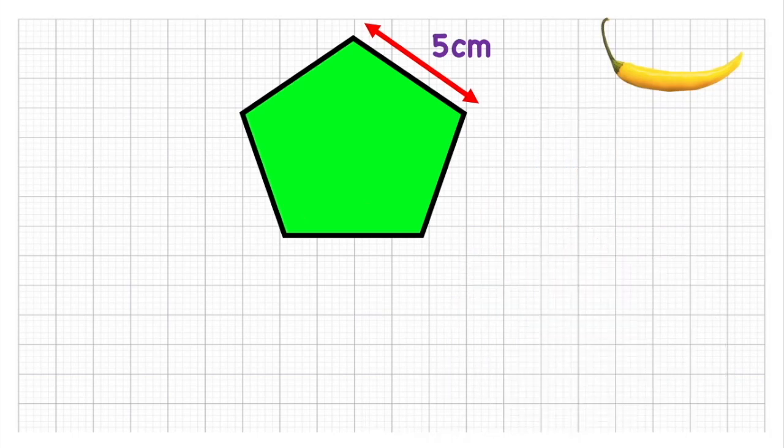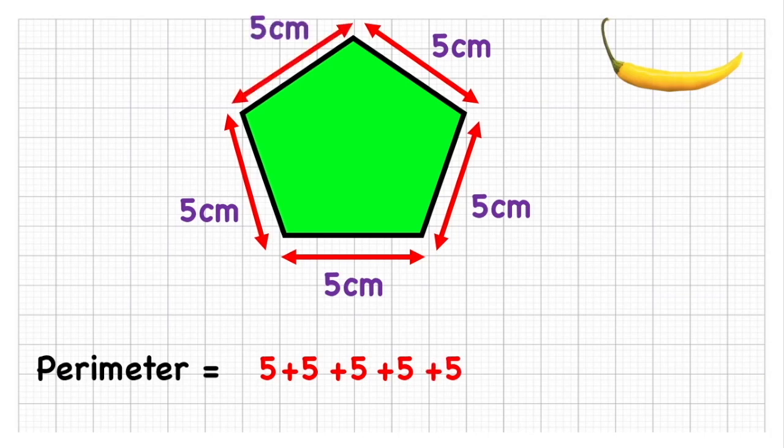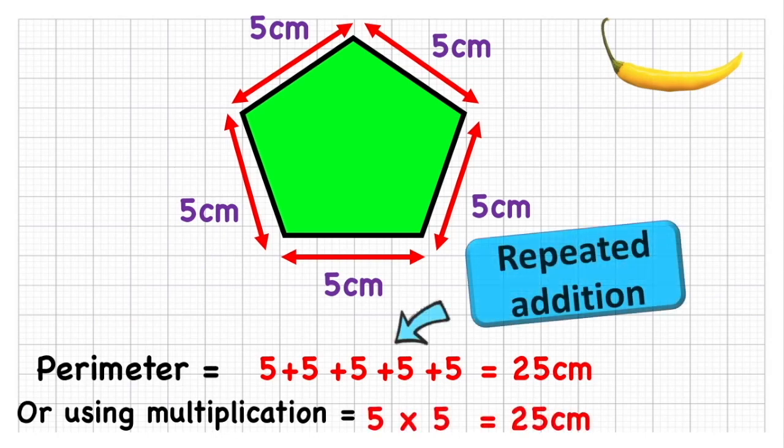So we can use that 5 centimetres and add it to another 5 centimetres for the second line, another 5 centimetres for the third line, another 5 centimetres for the fourth line, and another 5 centimetres for the last and fifth line. Okay, so we're going to do 5, add 5, add 5, add 5, add 5. Okay, a little bit lengthy. We could also use multiplication, because remember, multiplication is just repeated addition, which is what we just did. So instead of doing 5, add 5, add 5, add 5, add 5, we could simply do 5 times 5, because there's 5 lengths.